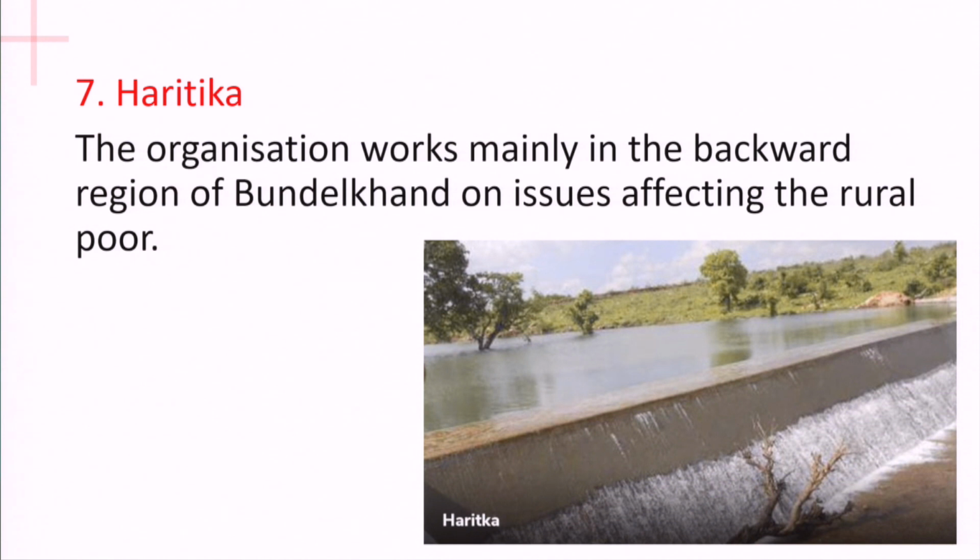The seventh type is the Haritika. The organization works mainly in the backward region of Bundelkhand on issues relating to the rural poor living there. Its interventions have been on restoring the natural resources and making the villagers feel the worth of the natural resources and make them self-reliant.